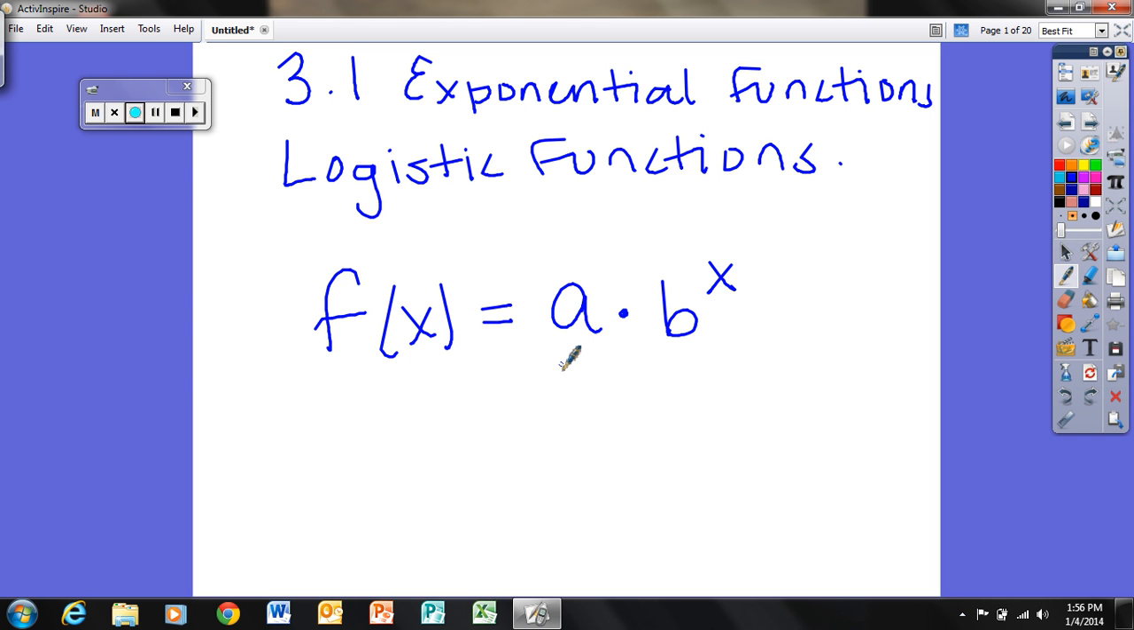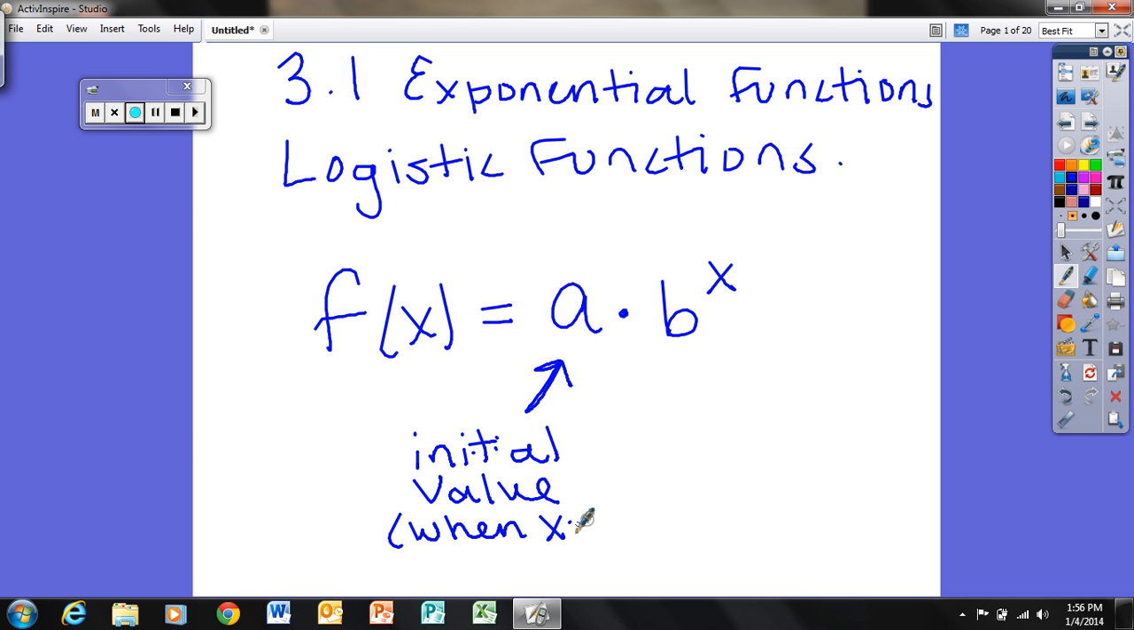We also have the letter a. We call that the initial value, and that's always when x is equal to 0. And we have b, which we always call the base.